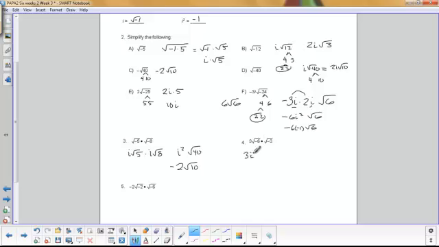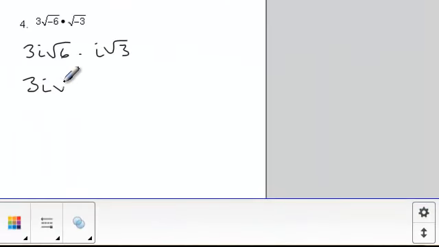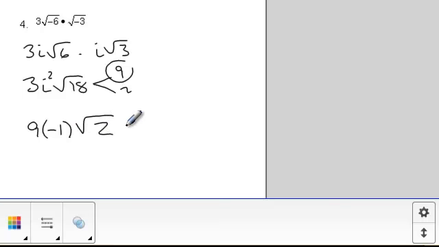That's 3i square roots of 6 times i square roots of 3. Remove your i values before simplifying. That's 3i squared square root of 18. That breaks down into 9 and 2. There's your perfect square. It comes out. So that's 3 times 3, which is 9. i squared is -1. So that's 9 times -1 times the square root of 2. So our final answer is -9 square roots of 2.